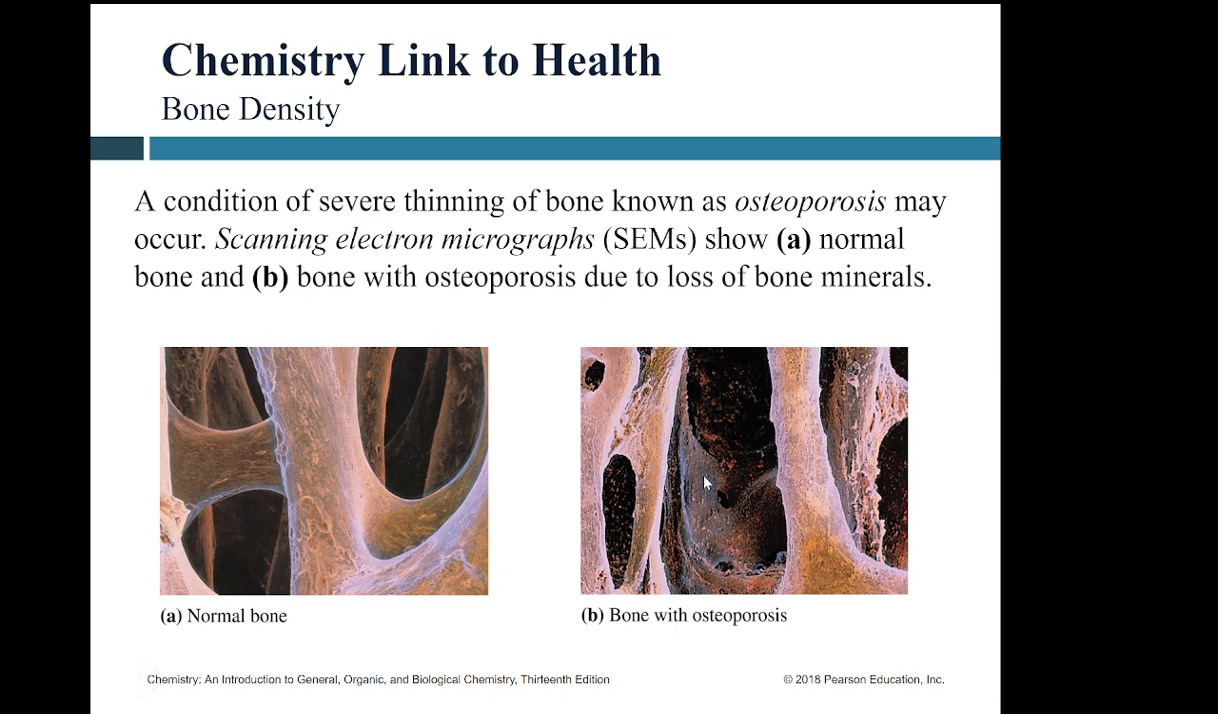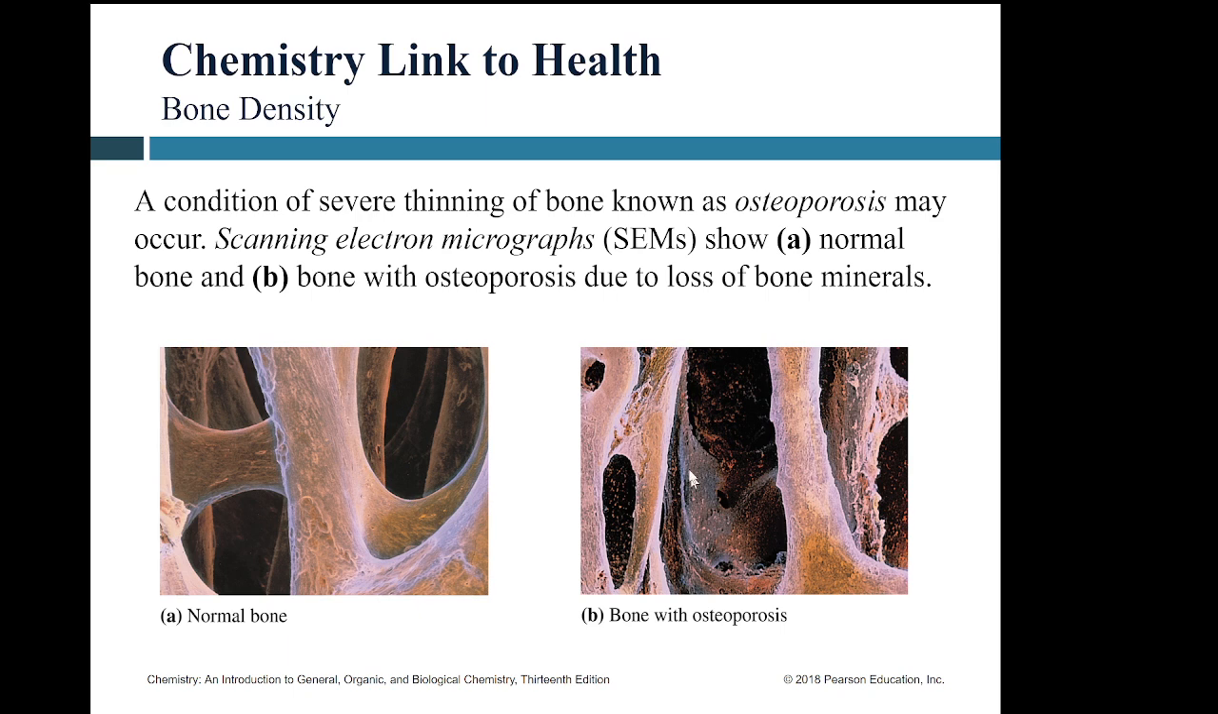And so here's a bone with osteoporosis. This is due to the loss of the bone minerals, and you can see they've been thinned out severely, right? If you were to look at these and compare their densities, which one's more dense? A, definitely, right? This one is less dense, has fewer minerals in it.